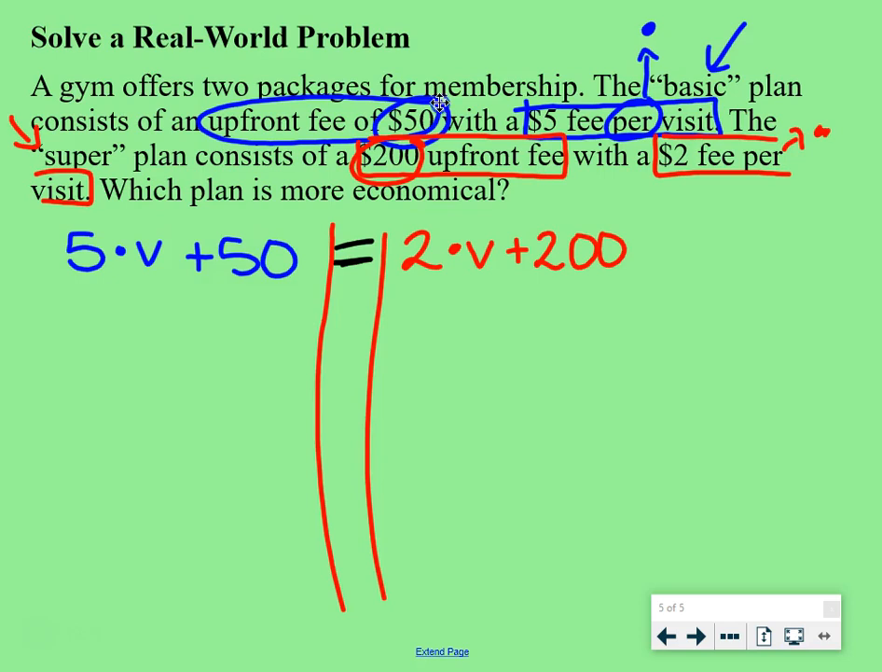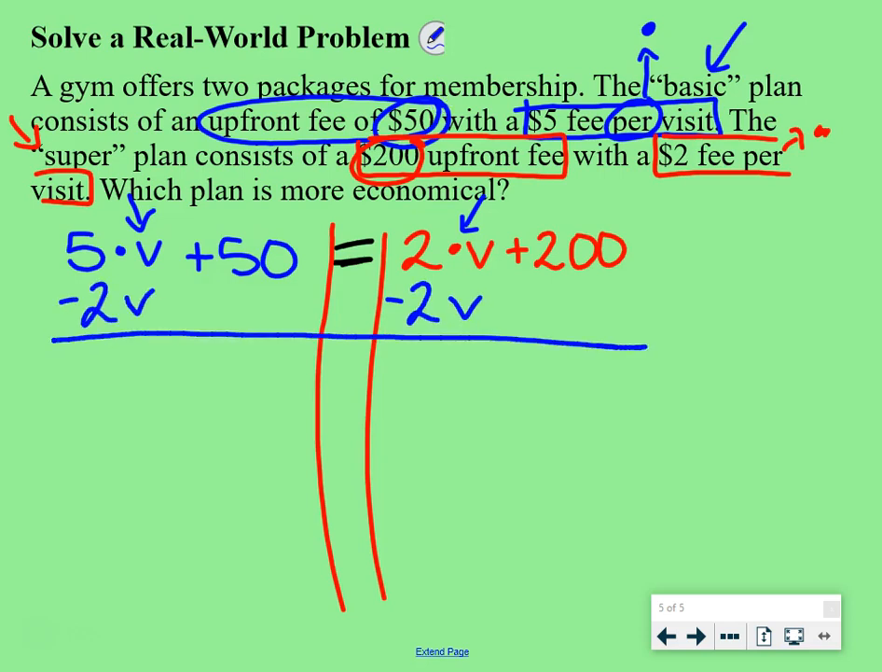We need to get our variables to one side. We have 5v over here. We have 2v over here. Move the smaller one. So 2v is smaller. 2v is positive. We need to do minus 2v. Minus 2v. 5v minus 2v is 3v. Bring down the plus 50 equals 2v minus 2v is nothing. And we have 200 left over.